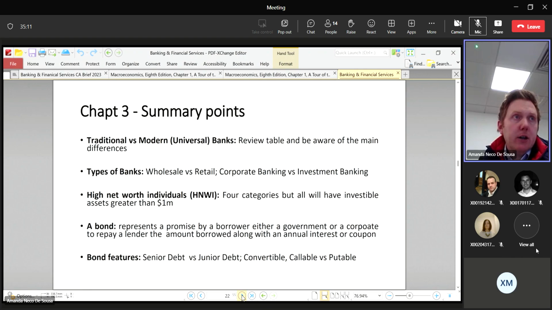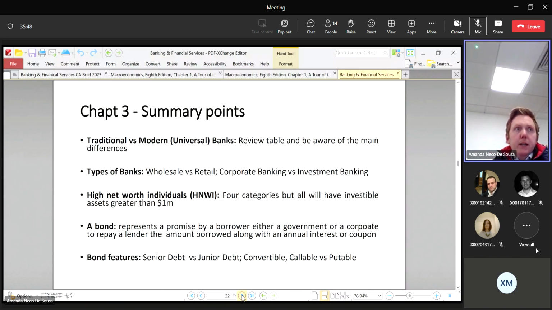Okay, so then in terms of the summary points on chapter 3, we dealt with traditional versus modern or universal banks, and we reviewed the table. It's important to review it and be aware of the key differences there. We touched on the different types of banks, be it wholesale versus retail, corporate banking versus investment banking, and also what private banking is. Essentially, if you have $1 million worth of available assets to invest, you'll be using a private banker.